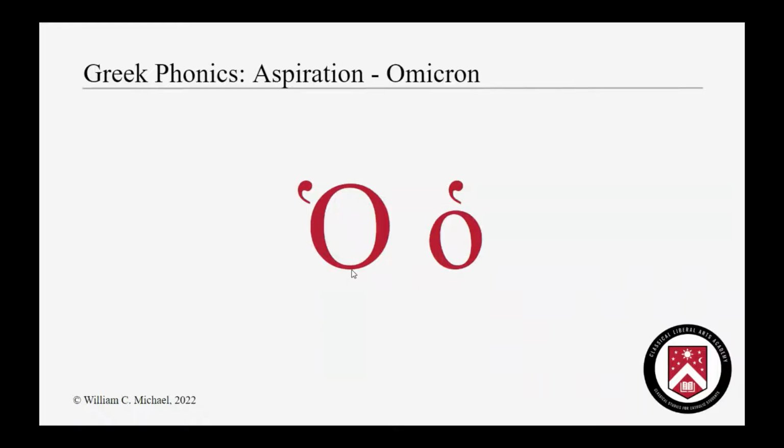Here we see the vowel omicron with rough breathing or aspiration. The aspiration mark is shaped like the letter C. This tells us again that we're going to add rough breathing before the sound of this vowel. This will be read as ho. And the lowercase likewise, ho.